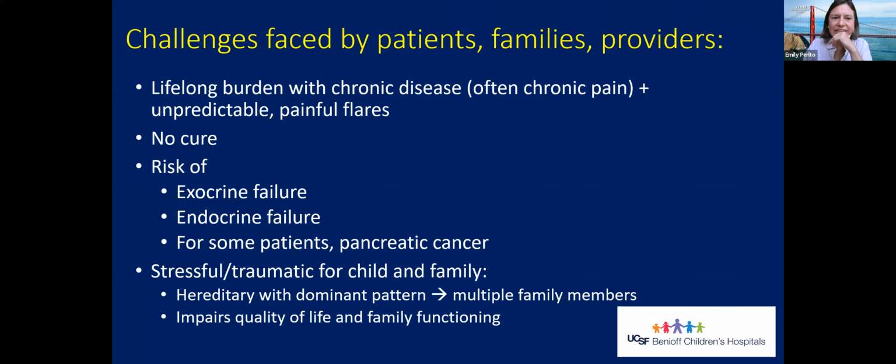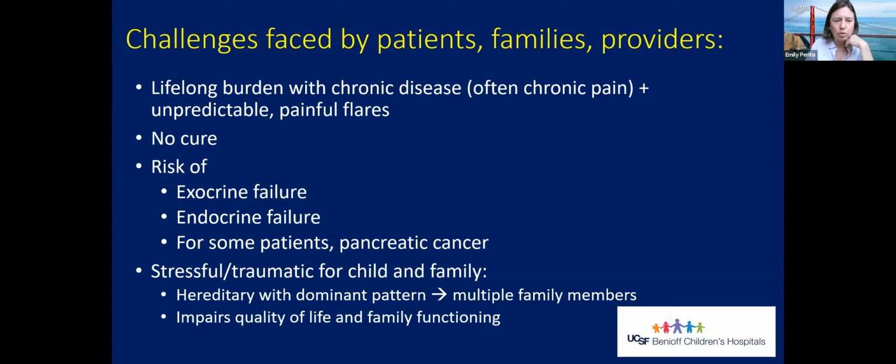This disease presents a lot of challenges for patients and families and providers, including a lifelong burden with a disease that we really can't cure, except if you trade it for a different disease, which we'll talk a little bit about. The risk of exocrine failure, endocrine failure, and for the PRSS1 patients, we worry about their lifelong risk of pancreatic cancer, although it's not something that has been reported in at least the pediatric population to my knowledge.